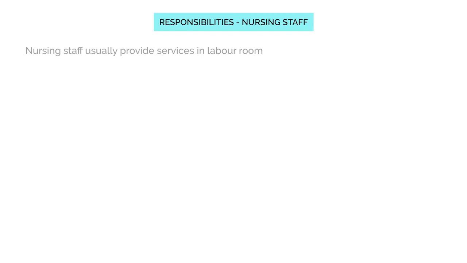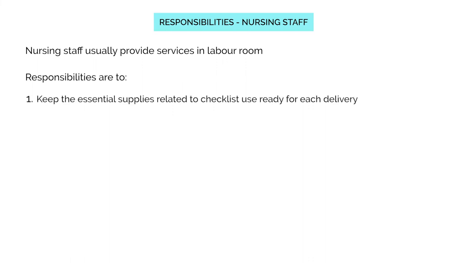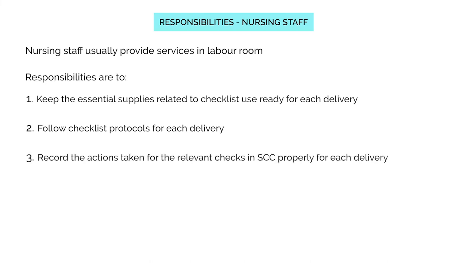Nursing staff usually provide services in the labor rooms. So their responsibilities are to keep the essential supplies related to the checklist use ready for each delivery. Follow checklist protocols for each delivery. Record the actions taken for the relevant checks in the Safe Childbirth Checklists properly for each delivery, and keep the case sheets including checklists safe for recording of data.